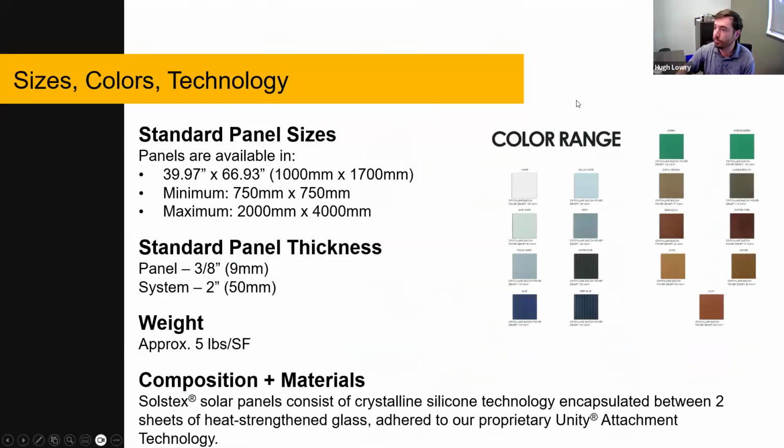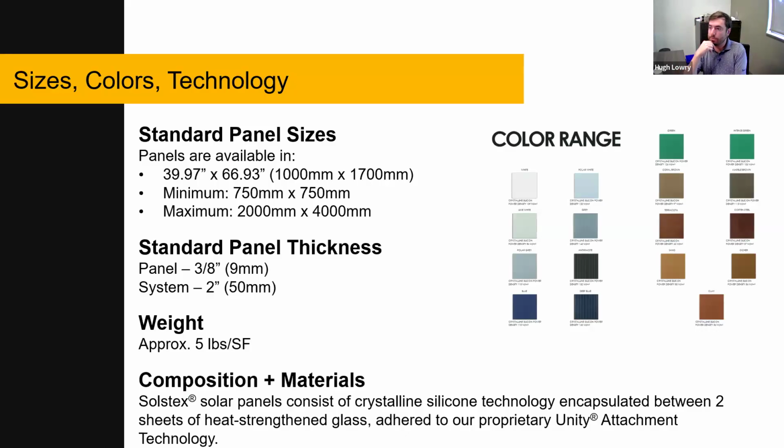Like I mentioned before, we're now offering customized sizes and shapes. You'll see that 39 by 67 one up there at the top. So that's 1,000 by 1,700. And that would be the one that correlates to a 60 cell panel. But we can produce these in customized sizes, as low as 750 by 750 in millimeters and as maximum up to 2 by 4 meters. You can see the color range off there to the right, and custom colors are available, assuming the square footage is large enough as well.